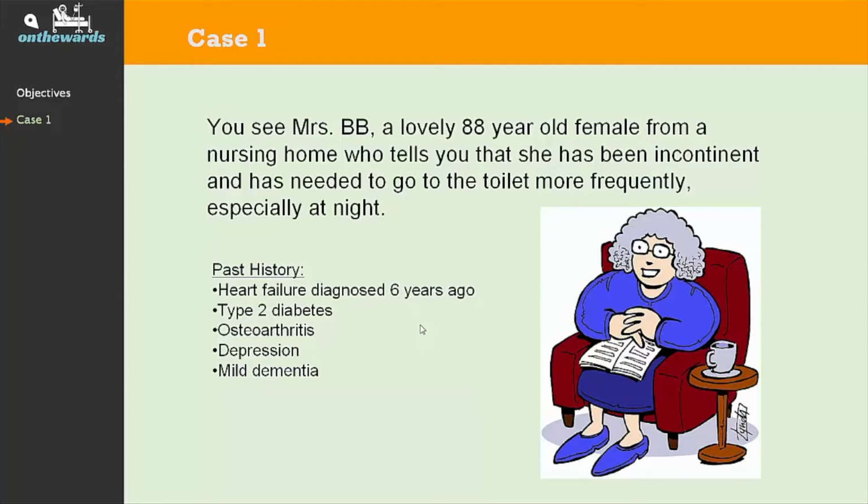So before you jump into any conclusions and start treating her as having a urinary tract infection, try and think about other common mimickers which can cause alterations in frequency or nocturia. So for example, in Mrs. BB's case, could she have mild dementia and could she be drinking more at night leading to nocturia? With her diabetes, could she have poorly controlled diabetes leading to polydipsia and increased urination?